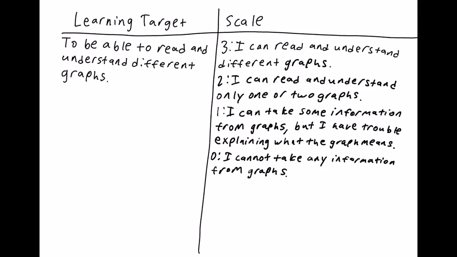2, you can read and understand only 1 or 2 graphs, but you can take all the information you need from those. 1, you can take some information from graphs, but you have trouble explaining what the graph means as a whole. And 0, you cannot take any information from graphs. Let's get started.